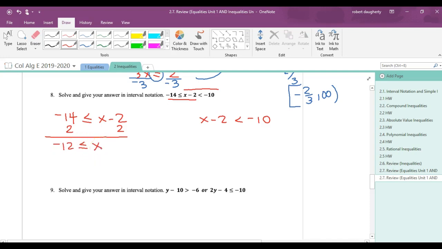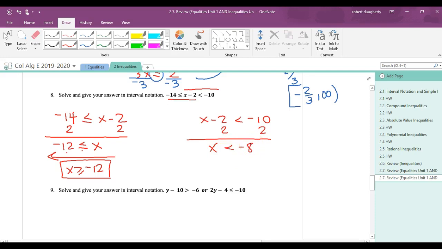If I read this from right to left, starting with the x, that says x greater than or equal to negative 12. So a lot of people would just rather read it in that fashion. Put the variable first. Here, add 2 to both sides, and I get x less than minus 8.